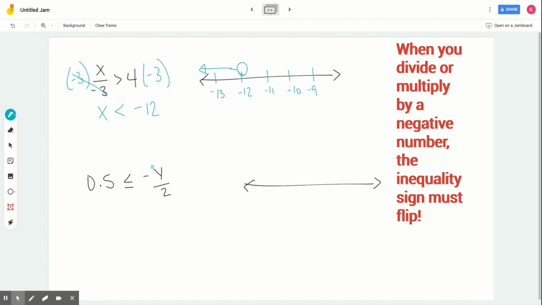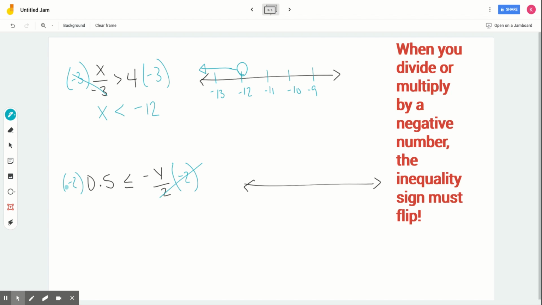With the second one, we have 0.5 is less than or equal to -y/2. Now, since there's a negative sign on this, we need the variable to be a positive. So we're going to understand that this is like dividing by -2. The opposite is to multiply by -2.